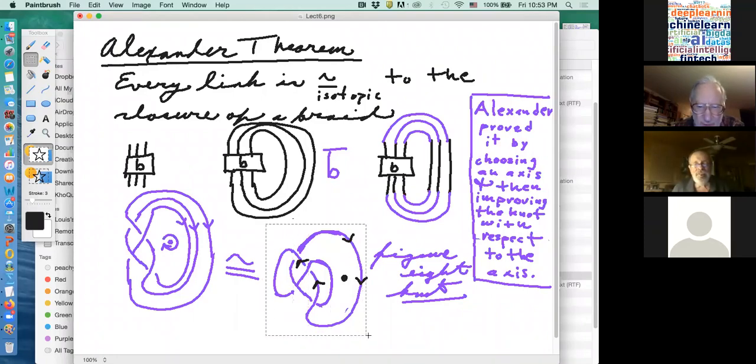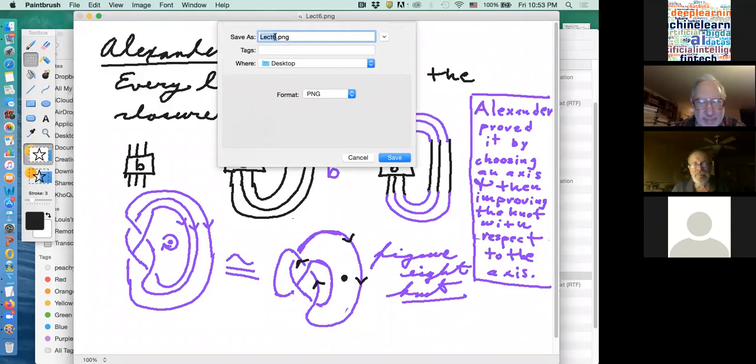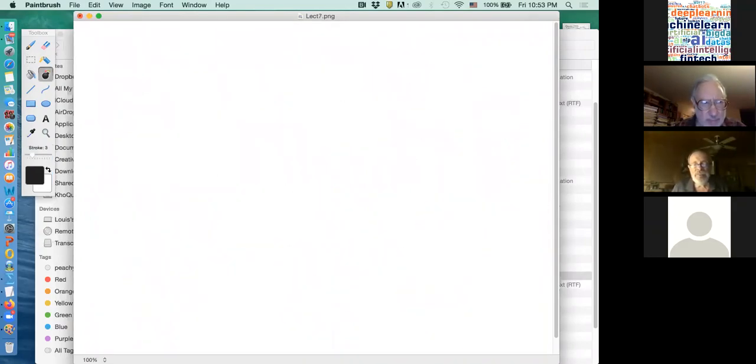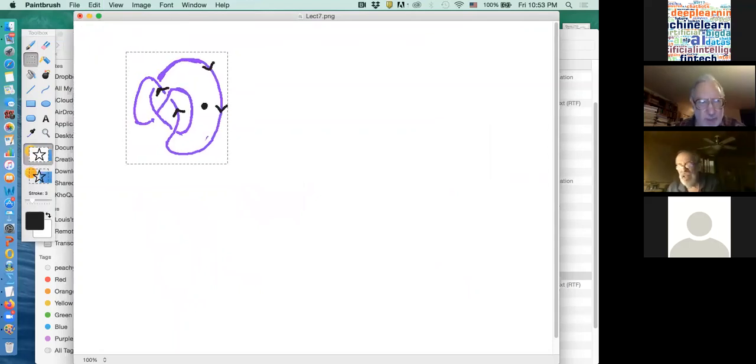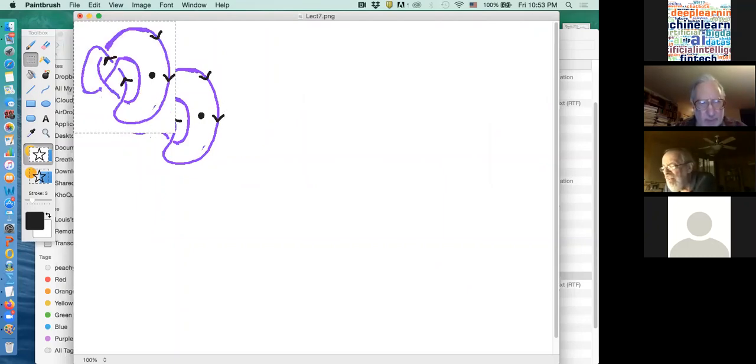Let's do a few moves of this on the next slide here, and I'll show you how the geometry of it looks like. We have room on the next slide. There's our picture again. And another copy of it.